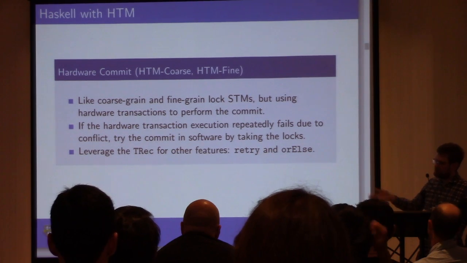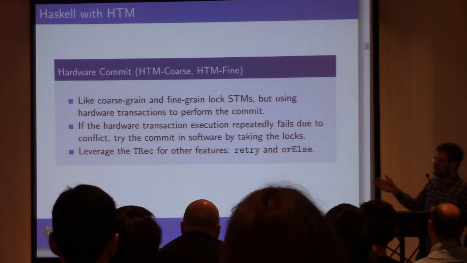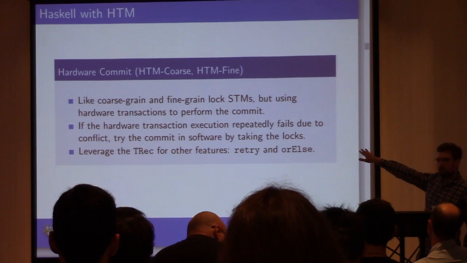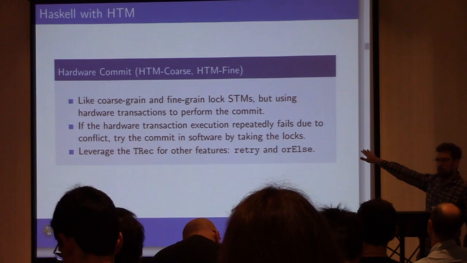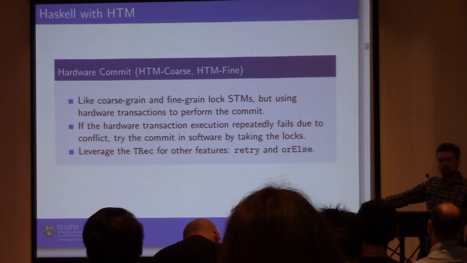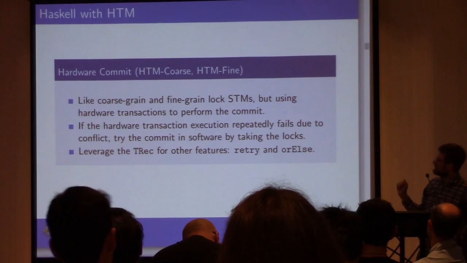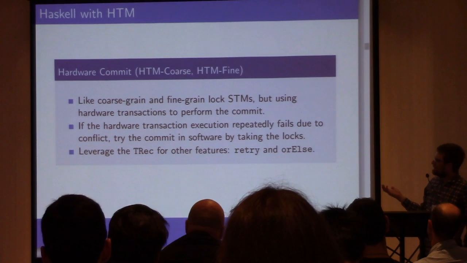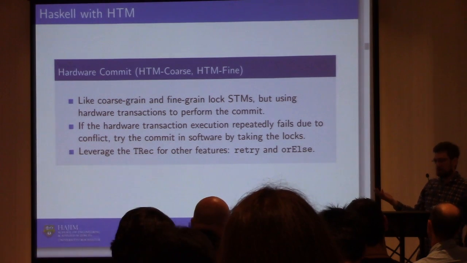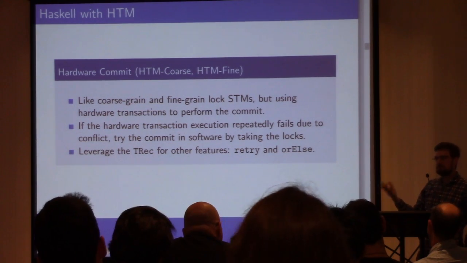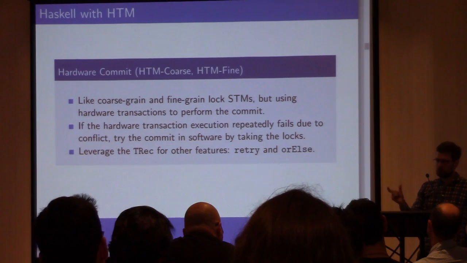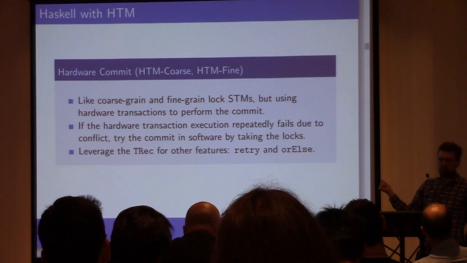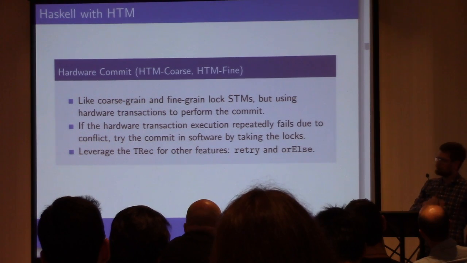So the obvious, very easy way to do this is to take the coarse grain STM and instead of taking the global lock, run that critical section in a hardware transaction. If it fails due to a conflict, well, we may try again, or you could inside that critical section see a write that happened, and then you say, oh, we failed to validate. Then you start over the software transaction.